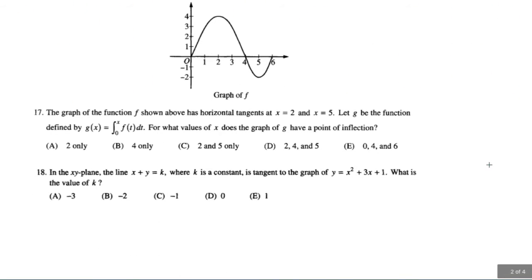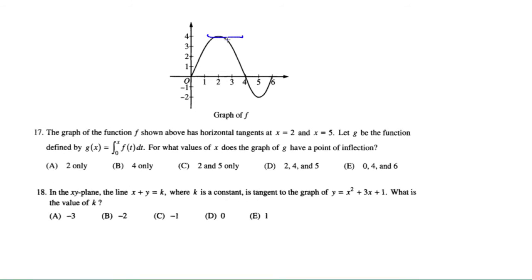All right, let's go on to some multiple choice. Number 17. We have horizontal tangents at x equals 2 and at x equals 5. It tells us that in the problem. Let g be defined by this accumulation integral. Talking about g, when do I have a point of inflection? Well, what is the definition of inflection point for g? G double prime sign change.